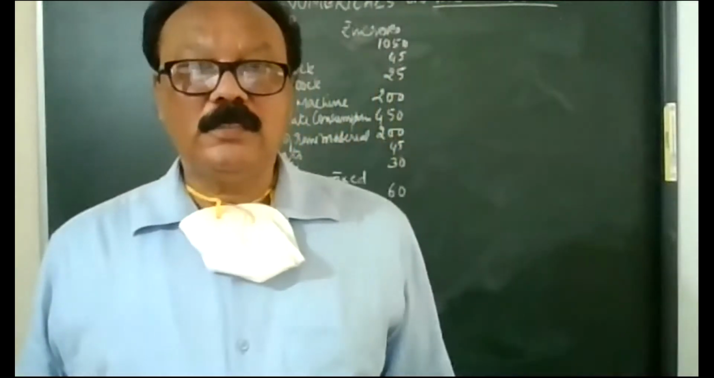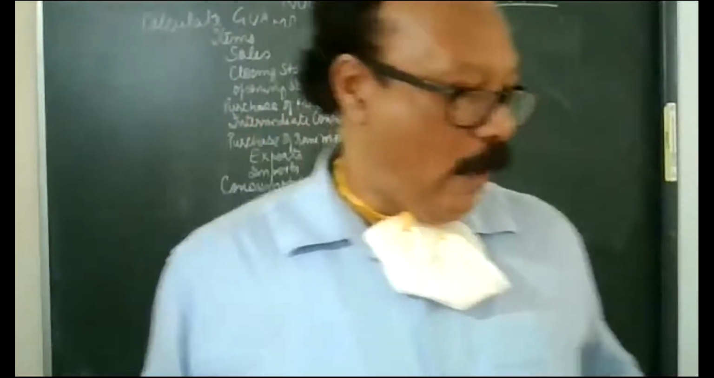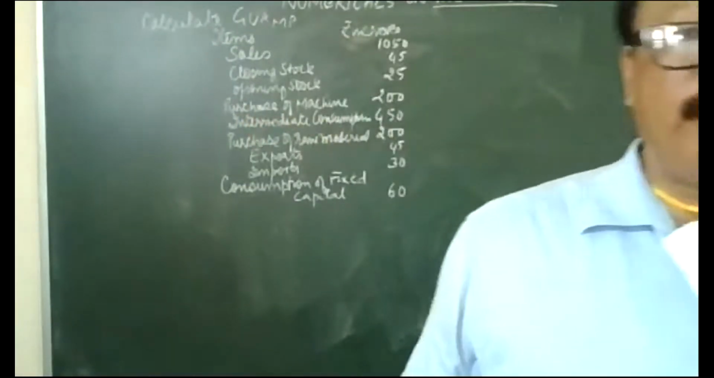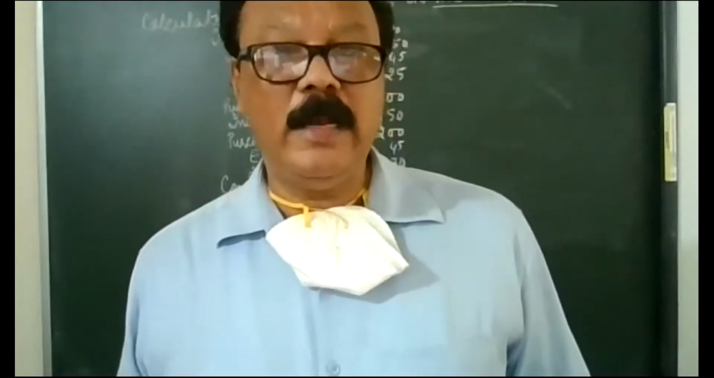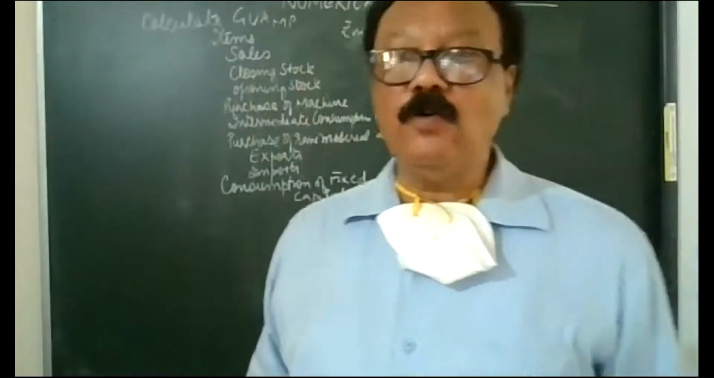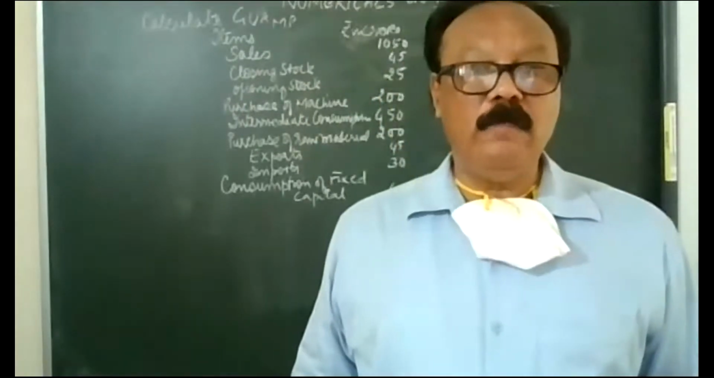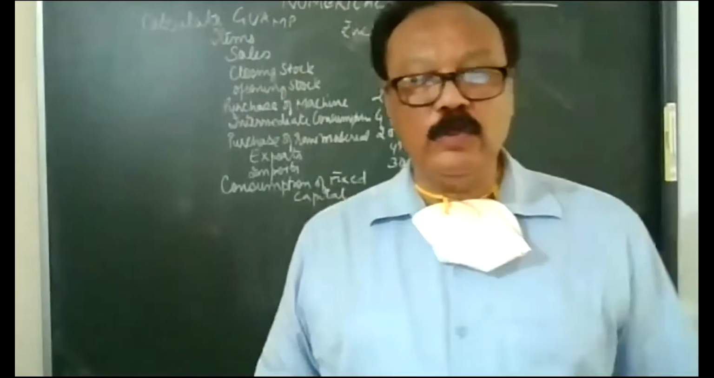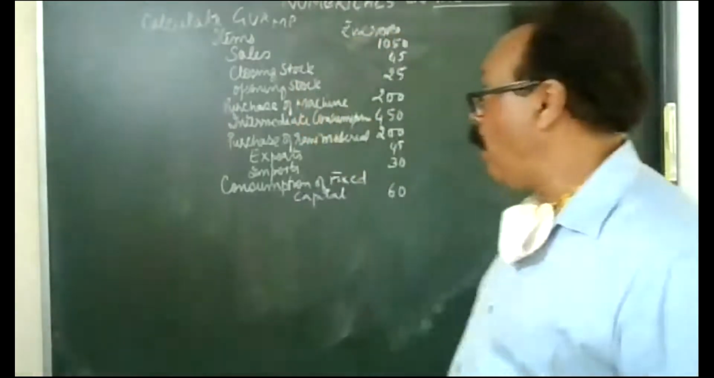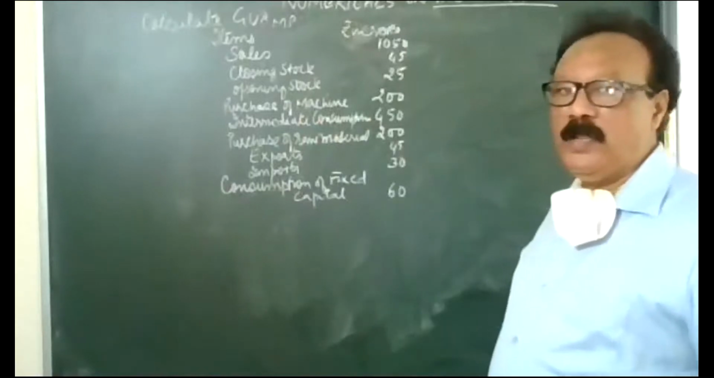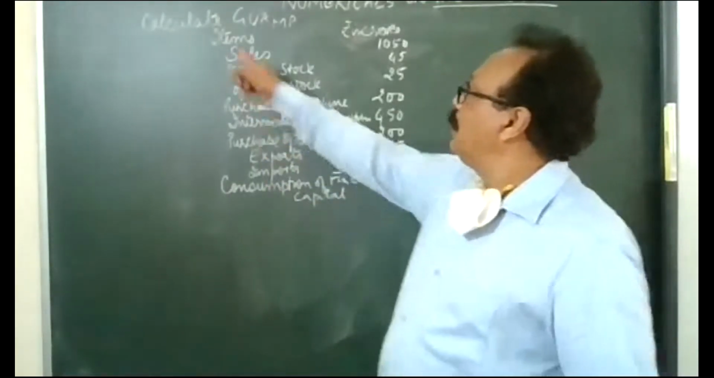In the last class we studied the value added method of calculating national income, the theoretical part, and I gave you the steps of how to go about calculating the value added. Today we will do some numericals on value added. On the board, I have already written one question. I'll read it out for you.